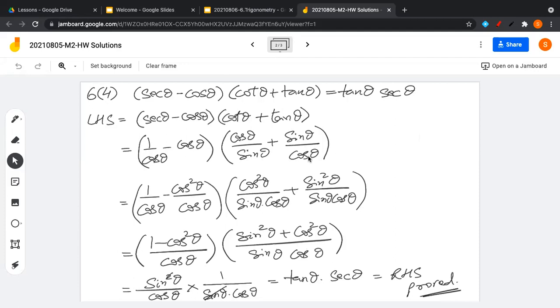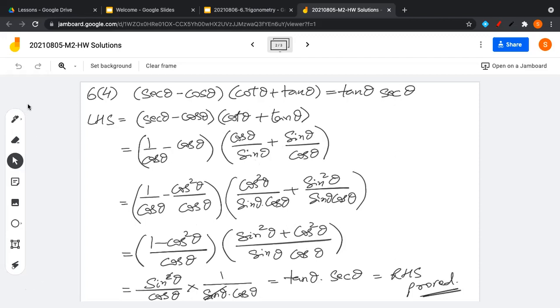From there, it's just a question of fraction arithmetic. So 1 by cos minus cos. To make these two fractions like, I multiply cos theta to the numerator and the denominator. So it turns into cos square theta by cos theta. I use the same logic of fraction addition on the other factor also.